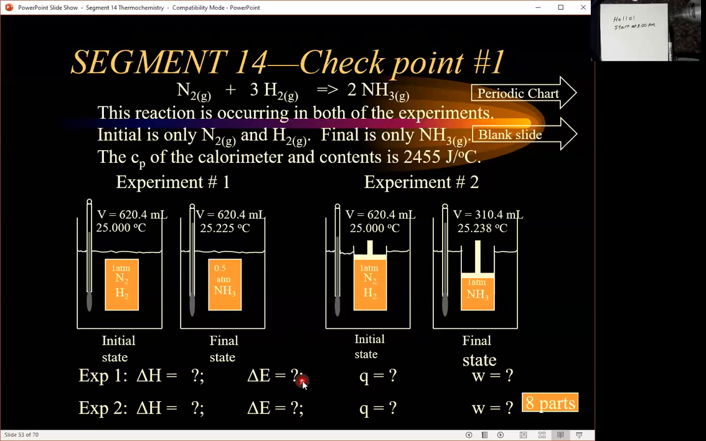What's delta E in experiment 1? What's Q in experiment 1? What's work in experiment 1? And experiment 2, delta H is what? Delta E is what? Q is what? And W is what? If we were grading it, I would give a point for each one of those. And when I did grade it, by the way, the average grade was about half of the points. I hope you wouldn't be like that.